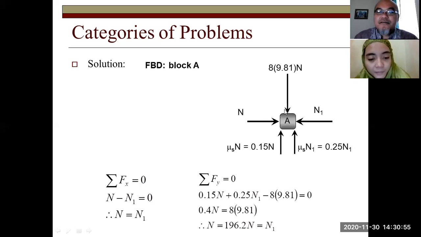Sigma Fx equals 0, so N minus N1 equals 0. So here we obtain N equals N1. Sigma Fy equals 0: 0.15 N plus 0.25 N1 minus 8 times 981 equals 0. Since N equals N1, we obtain 0.4 N equals 8 times 981. So N equals 196.2 Newton, which is also equal to N1.